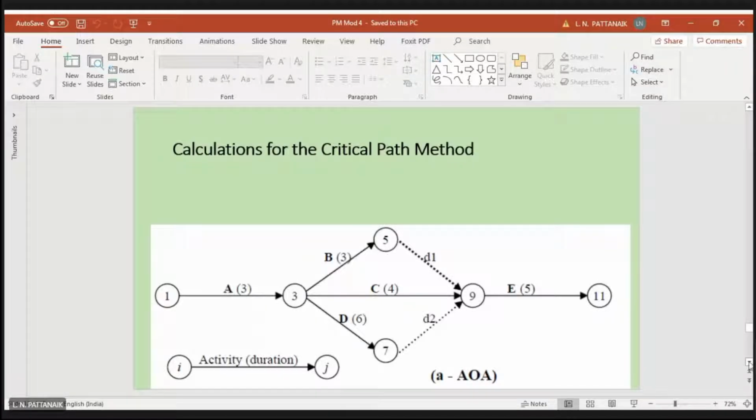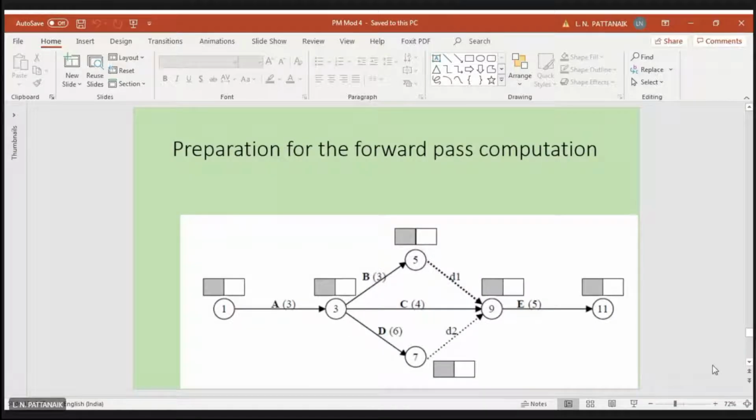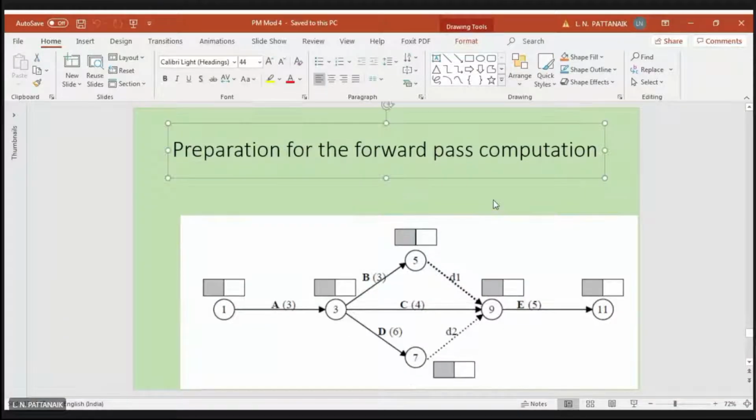Let me show you in the next slide. Now you can see we have placed 2 blocks near each of these nodes. जहाँ जहाँ भी nodes हैं, उसके पास हम ऐसे एक रेक्टेंगुलर ब्लॉक बना के उसको पार्टीशन कर दिए, ठीक है? This is the next step. ओके, पार्टीशन करने के बाद जो फर्स्ट ब्लॉक है, जो थोड़ा सा अभी ग्रे कलर में शेडेड है, राइट, इन द फॉरवर्ड पास we are going to fill those blocks.